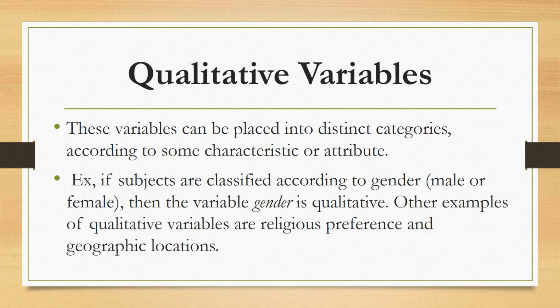Let us discuss qualitative variables into details. These variables can be placed into distinct categories according to some characteristic or attribute. Example, if subjects are classified according to gender, male or female, then the variable gender is qualitative. Other examples of qualitative variables are religious preferences and geographic locations.